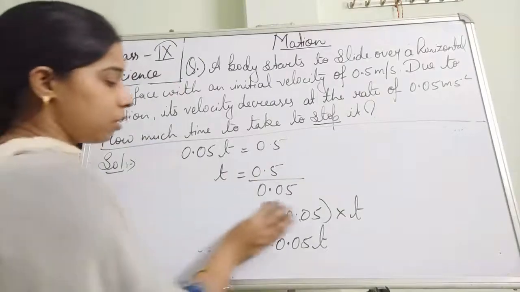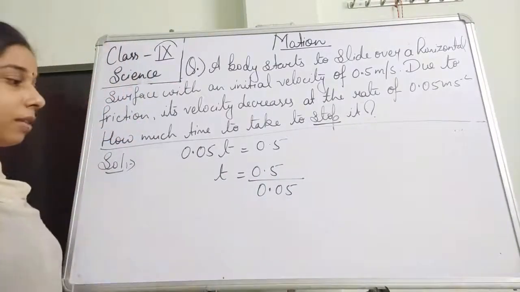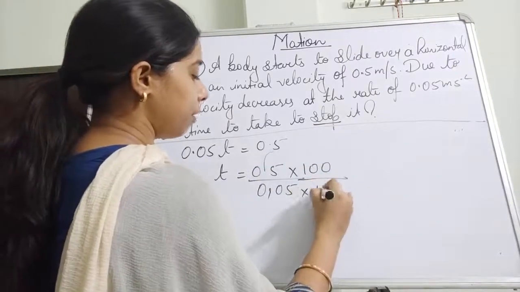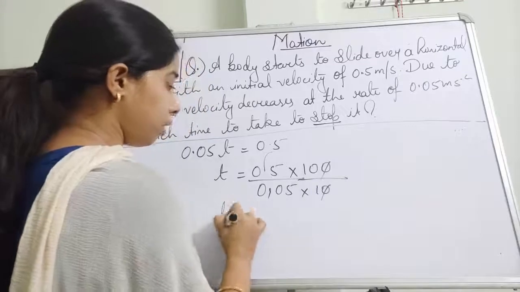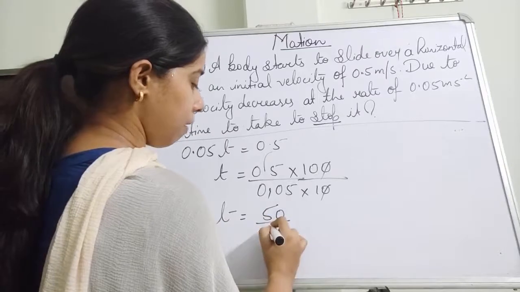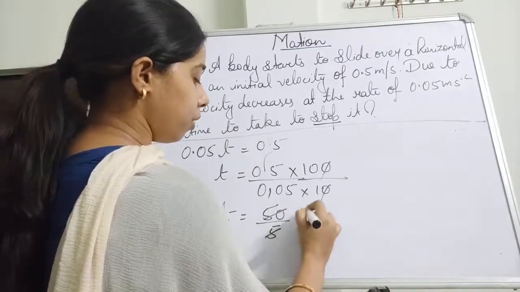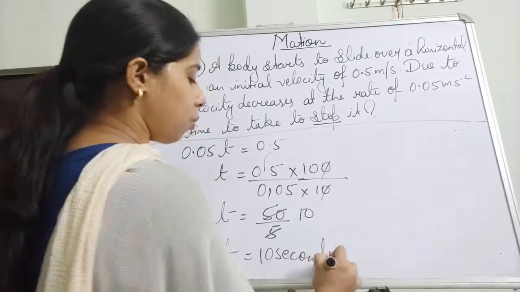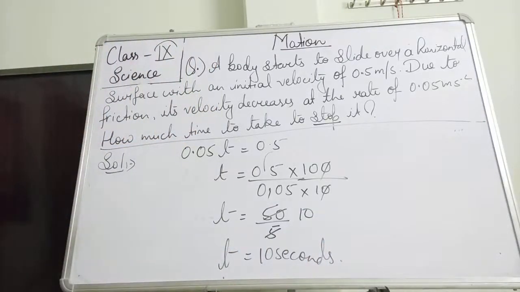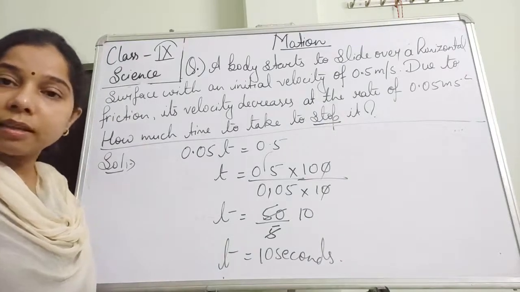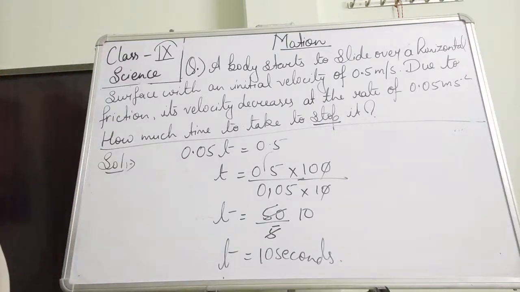Now solving this, let us see what we will get. When we remove the decimals, this becomes 100 and this becomes 10, and the zeros cancel each other. So t will be equal to 50 upon 5, that is equal to 10. So t will be equal to 10 seconds. So the answer is t equals 10 seconds. The body will take 10 seconds to stop. This is another question solved. Let us see another one.